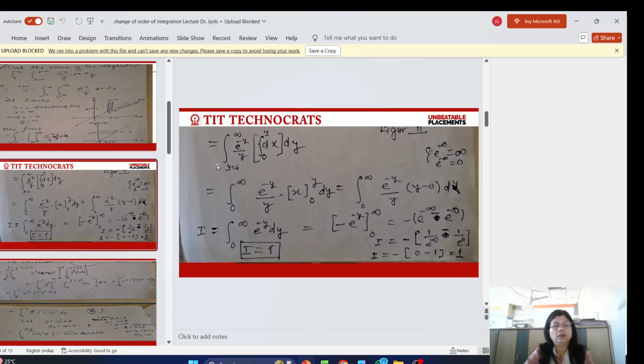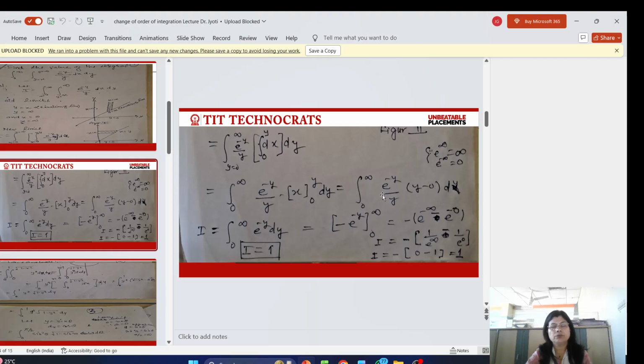Now integration of y is equal to 0 to infinity e to the power minus y upon y into integration of 0 to y dx into dy. Here e to the power infinity is equal to infinity and e to the power minus infinity is 0. So integration of 0 to infinity e to the power minus y upon y into x from 0 to y dy. So put the y in place of x.